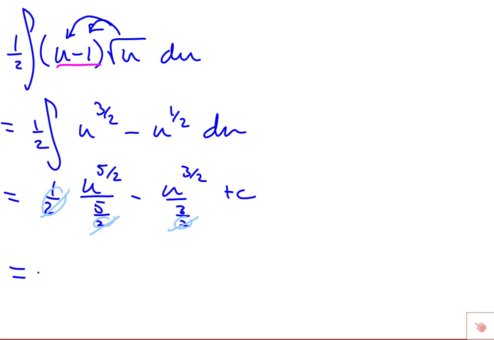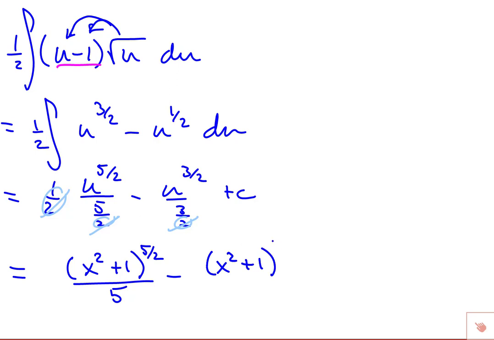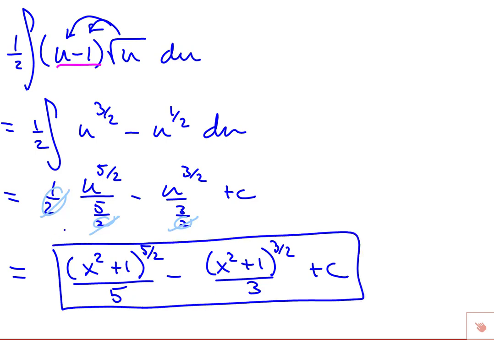And then if we replace u with what we had said it was, we end up with a final answer of x squared plus 1 to the 5 halves all over 5 minus x squared plus 1 to the 3 halves all over 3 plus c. And this will be our final result.